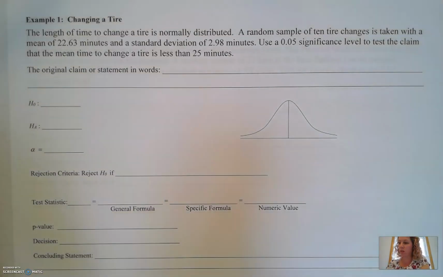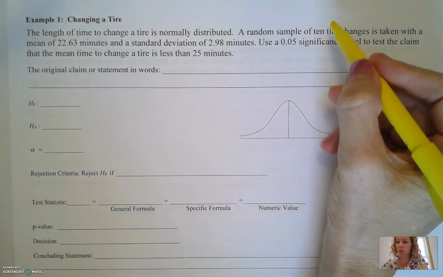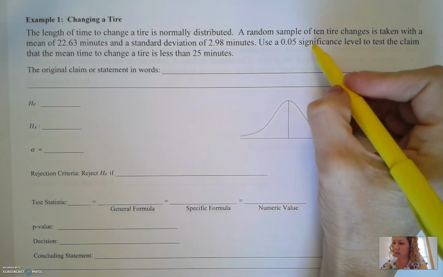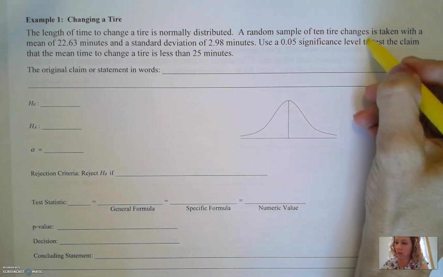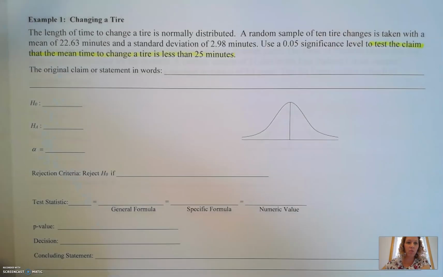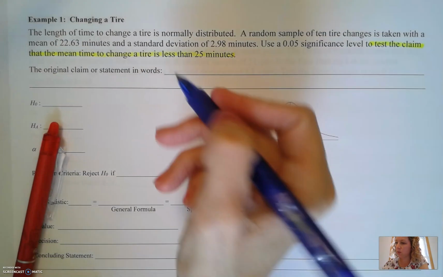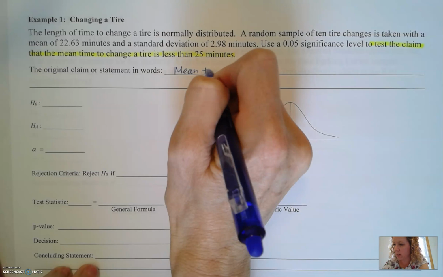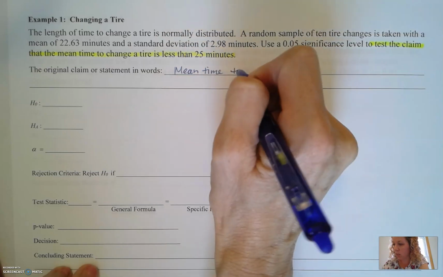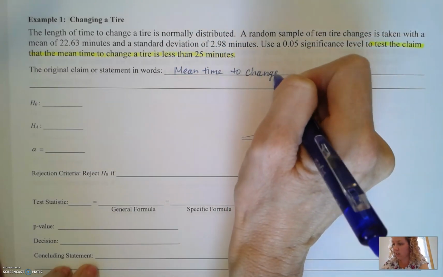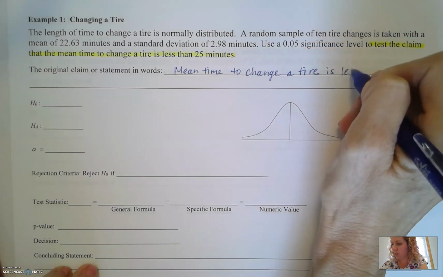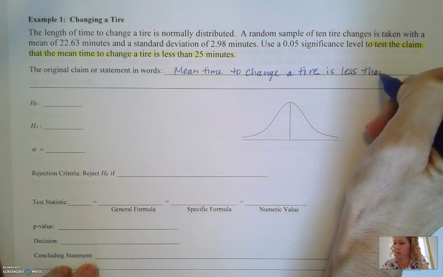So first of all, I'm going to write the claim in words, but I'm also going to use a highlighter to highlight it. Use a 0.05 significance level to test the claim that the mean time to change a tire is less than 25 minutes. Let's write that down in words. So we're going to test a claim that the mean time to change a tire is less than 25 minutes.